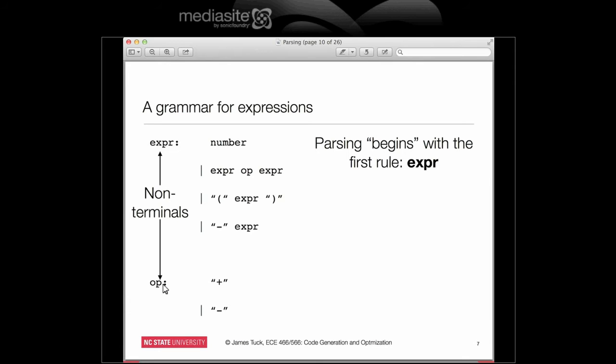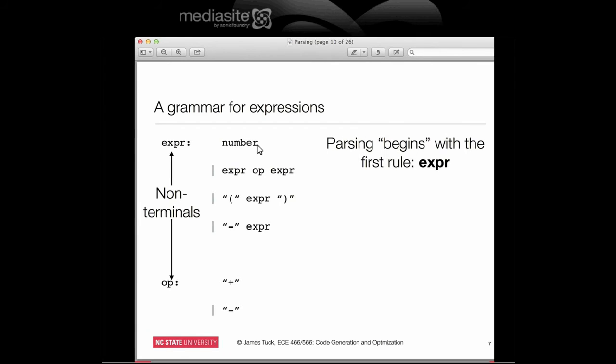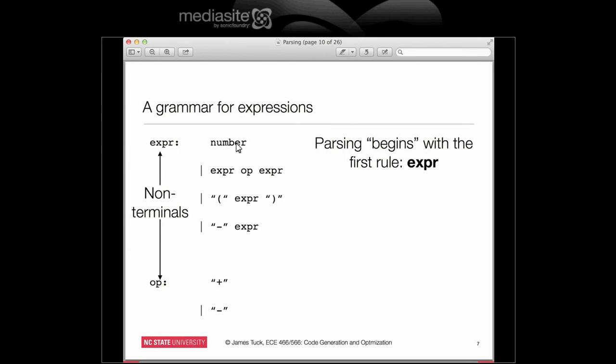And then the productions I was telling you about before are the rules that describe how to make non-terminals. So in this case, expression is made up of 4 rules. An expression can either be a number, it can be an expression op expression, it can be an expression in parentheses, or it can be the negation of an expression. These are the 4 rules. There's no other way to make an expression other than these 4 rules in the grammar.